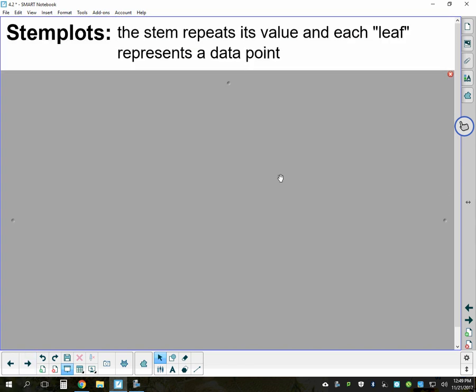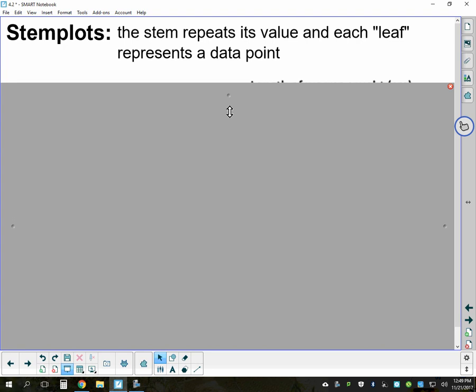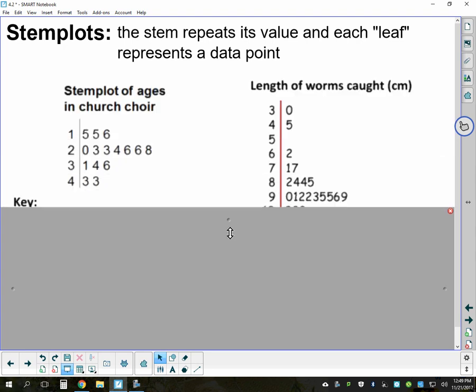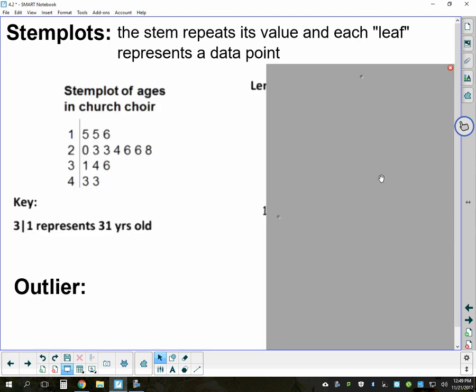Okay, and then stem plots. Stem plots, sometimes called stem and leaf plots. The stem repeats its value, and each leaf then represents a data point. Okay, so I really like using these. They're a quick way to write information. Let me go this way. So you have two examples here.